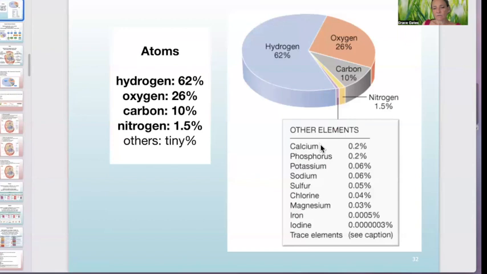And here are some that are actually more common. This list goes on a bit, but you see here calcium, phosphorus, potassium, sodium, sulfur, chlorine, magnesium, iron, iodine, and trace elements, which aren't even shown in this picture, are all present much less commonly. So it's pretty amazing. We are hydrogen and oxygen, 88% of us. Wow. And yet we're so complex.